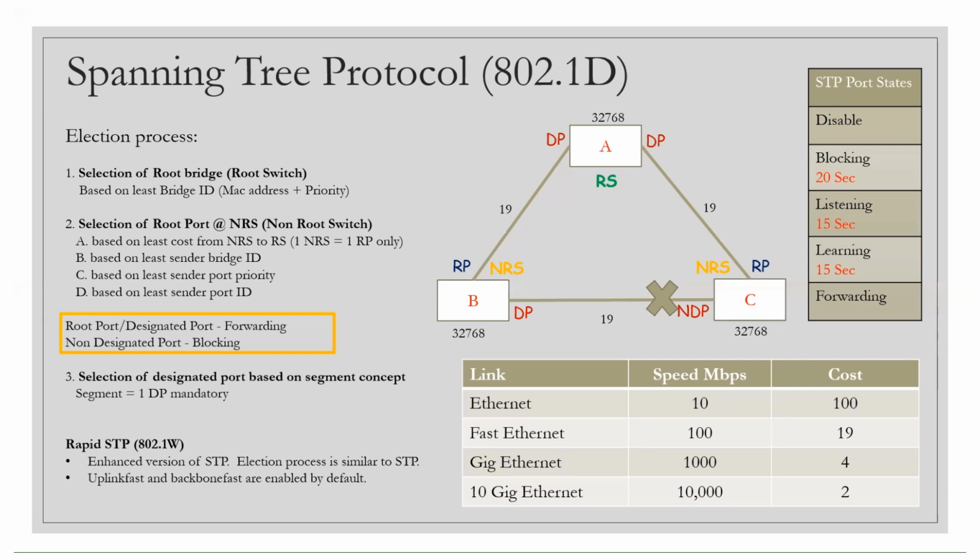Now, uplink fast and backbone fast are covered in detail in CCNP, not at CCNA level, but just understand that they are for the trunk ports and not for the access ports. Now, in rapid STP, your election process is similar to the STP. So you don't have to worry about a different kind of election process because it's all the same. You have to select the root bridge, the root port, the designated port and the non-designated port. So that's all about the spanning tree protocol.